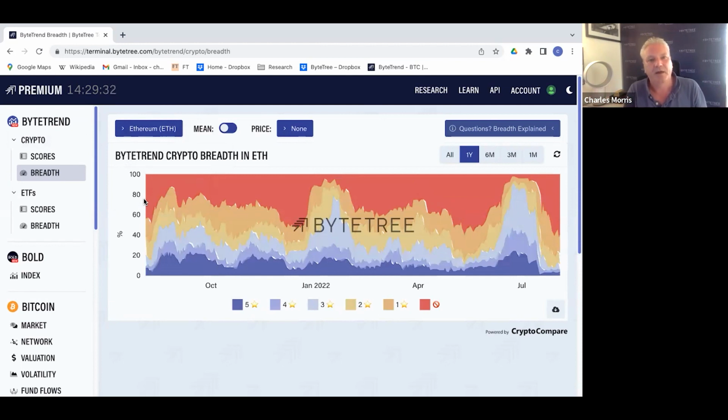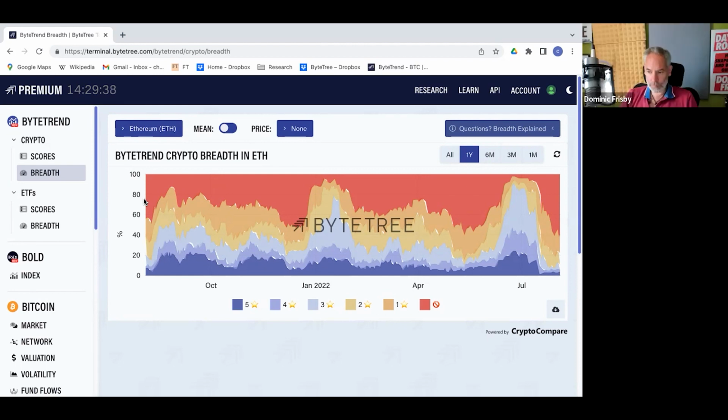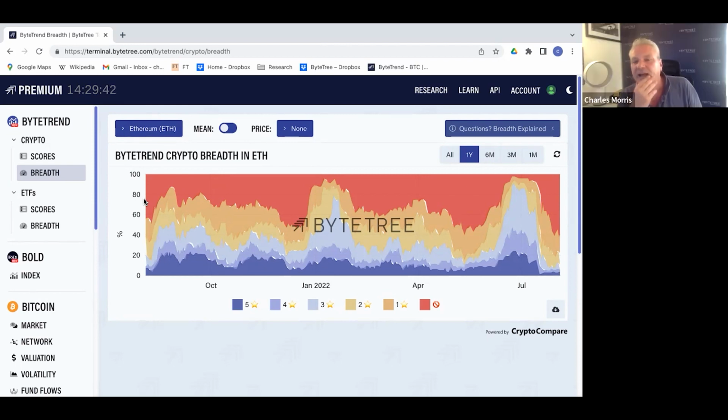You could just follow that breadth chart and then decide whether you want to play or not. Now this is Ethereum. The whole space measured in ETH, and the fact that there's a complete lack of trends and there's lots of red sky is telling you that ETH's really strong. So crypto is weak in ETH.